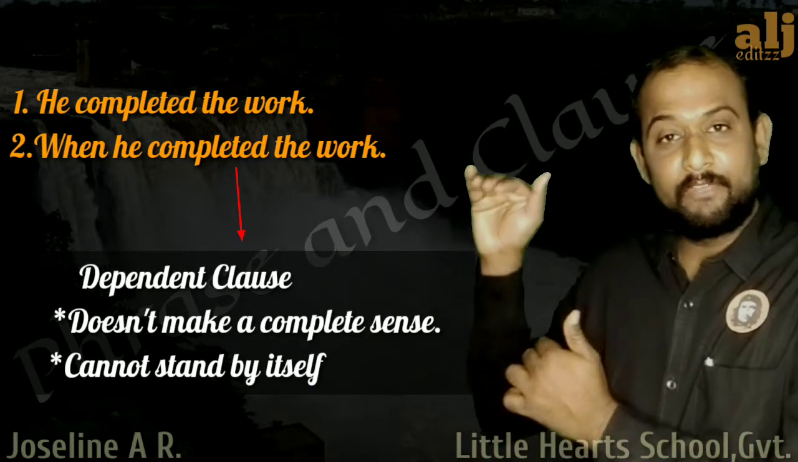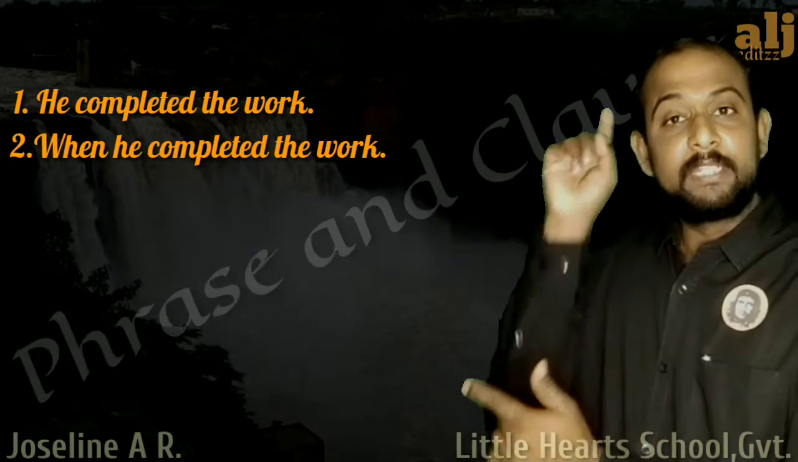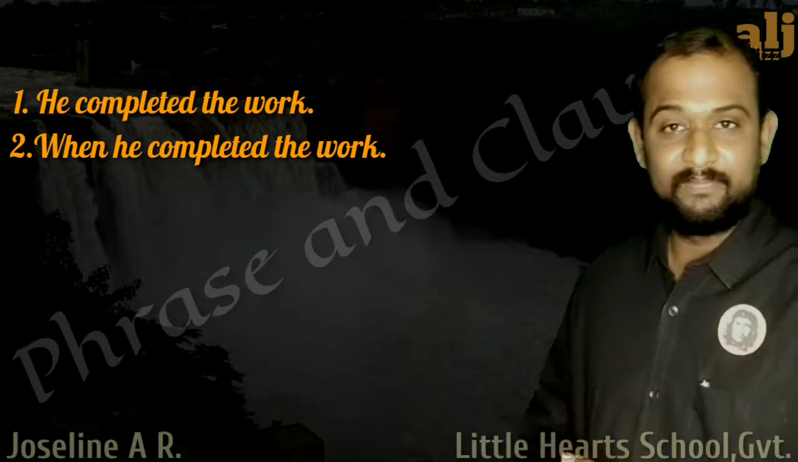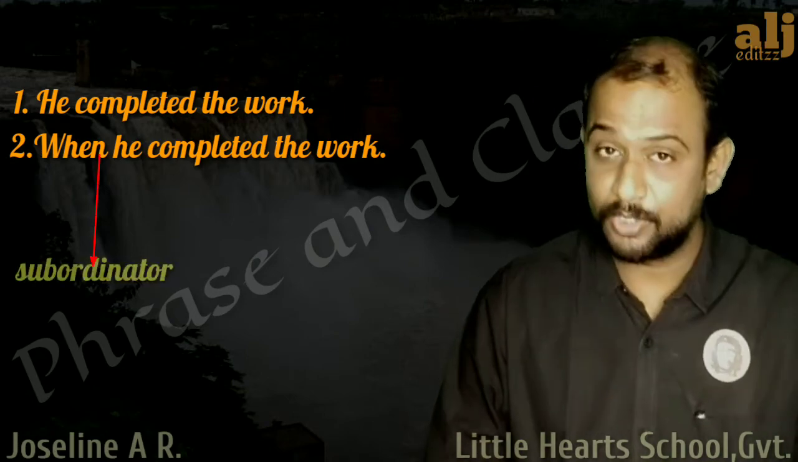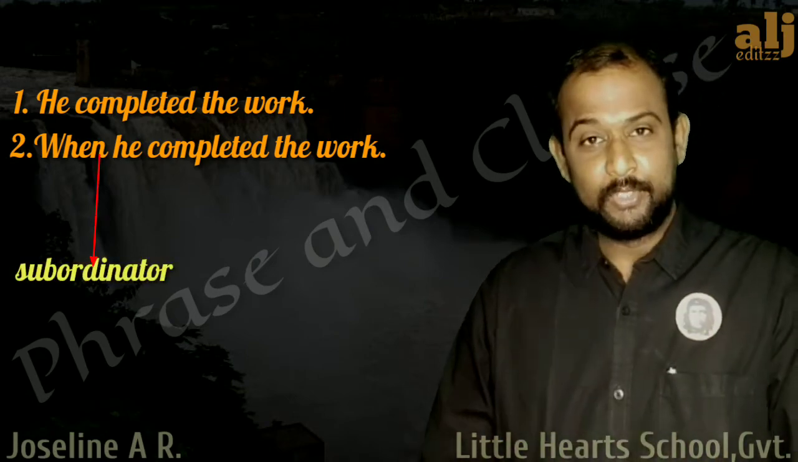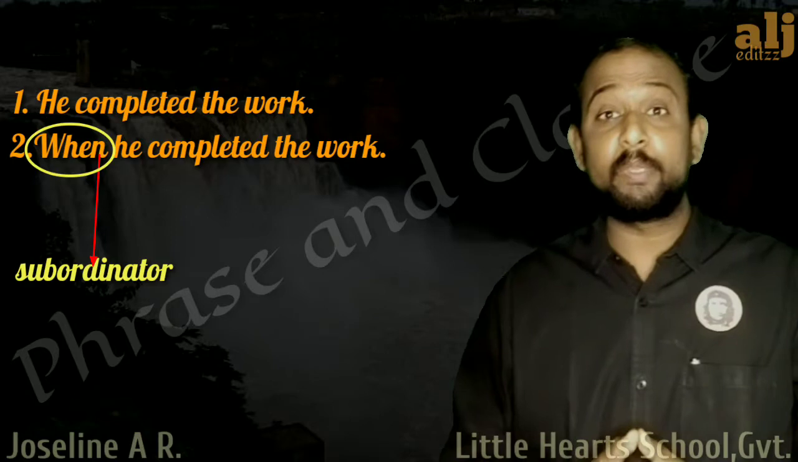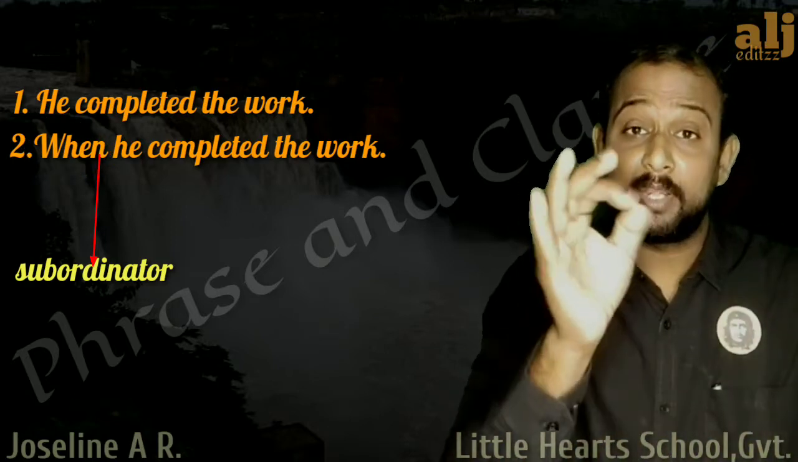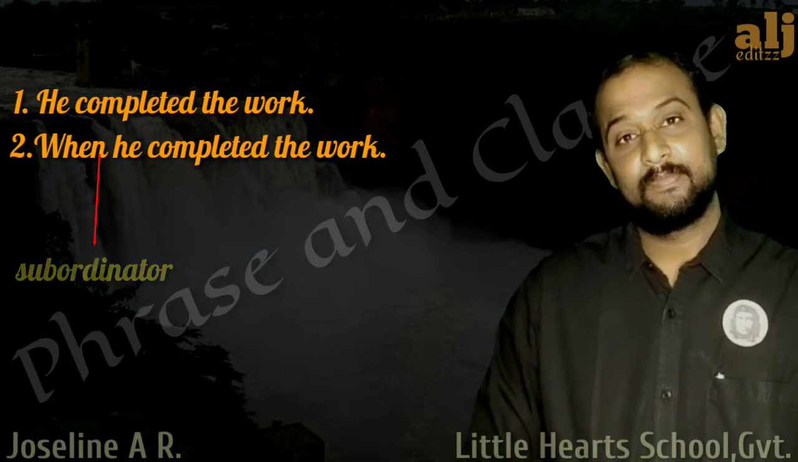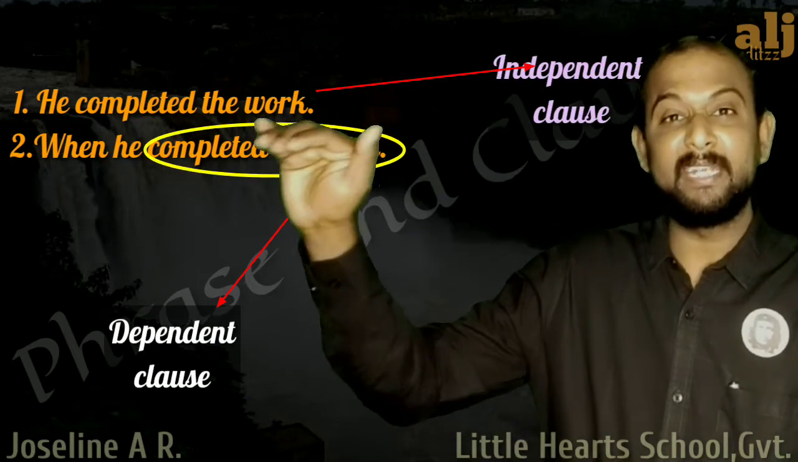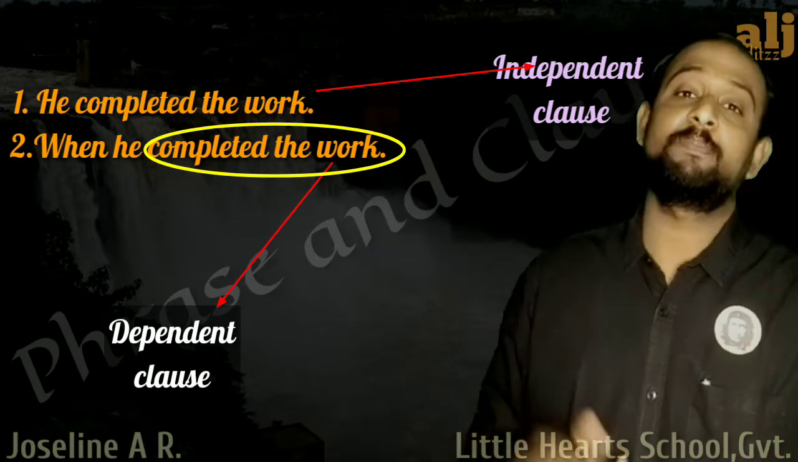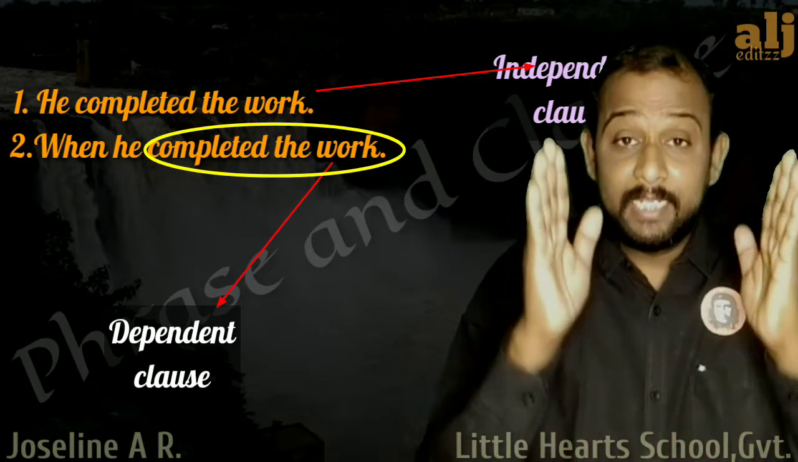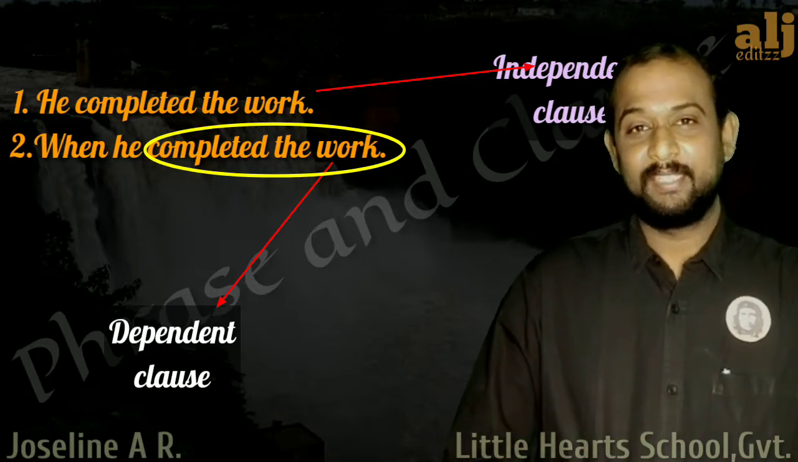As you can see, the difference between two. The first one is he completed the work. Second one is when he completed the work. Just only one difference is I use the word when, which is a subordinating conjunction. It's a subordinator. So when a clause is introduced by a subordinating conjunction, it is known as a dependent clause or a subordinating clause. The first one is an independent clause or a main clause or a principal clause. Whereas the second one is an example for dependent clauses. Got the point, dear students?